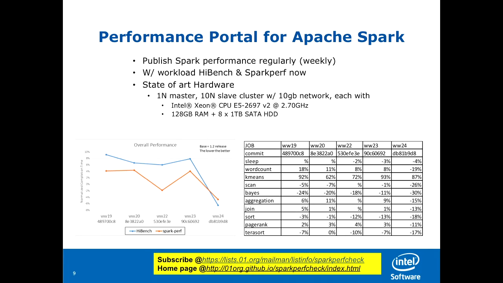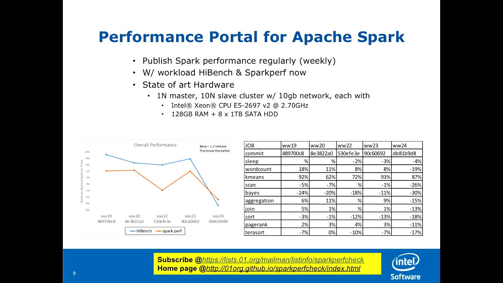Currently we support two workloads. One is HiBench, the other is Spark Perf, and there's a URL at the bottom of this page. If you are interested in the performance data, you can subscribe to this mailing list. In that case, you can get an email report every week reporting the latest Spark performance.